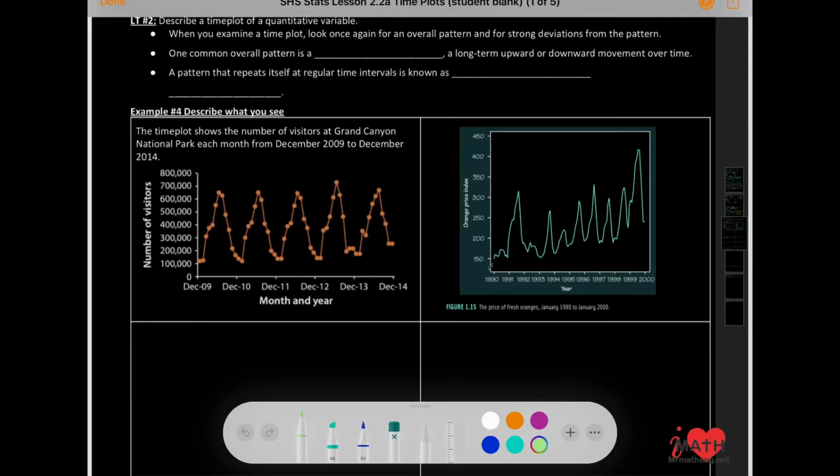All right, page 3, learning target number 2. Describe a time plot of a quantitative variable. So, how do you describe a time plot? Well, when you examine a time plot, look once again for an overall pattern or strong deviations from the pattern. One common overall pattern is the trend.